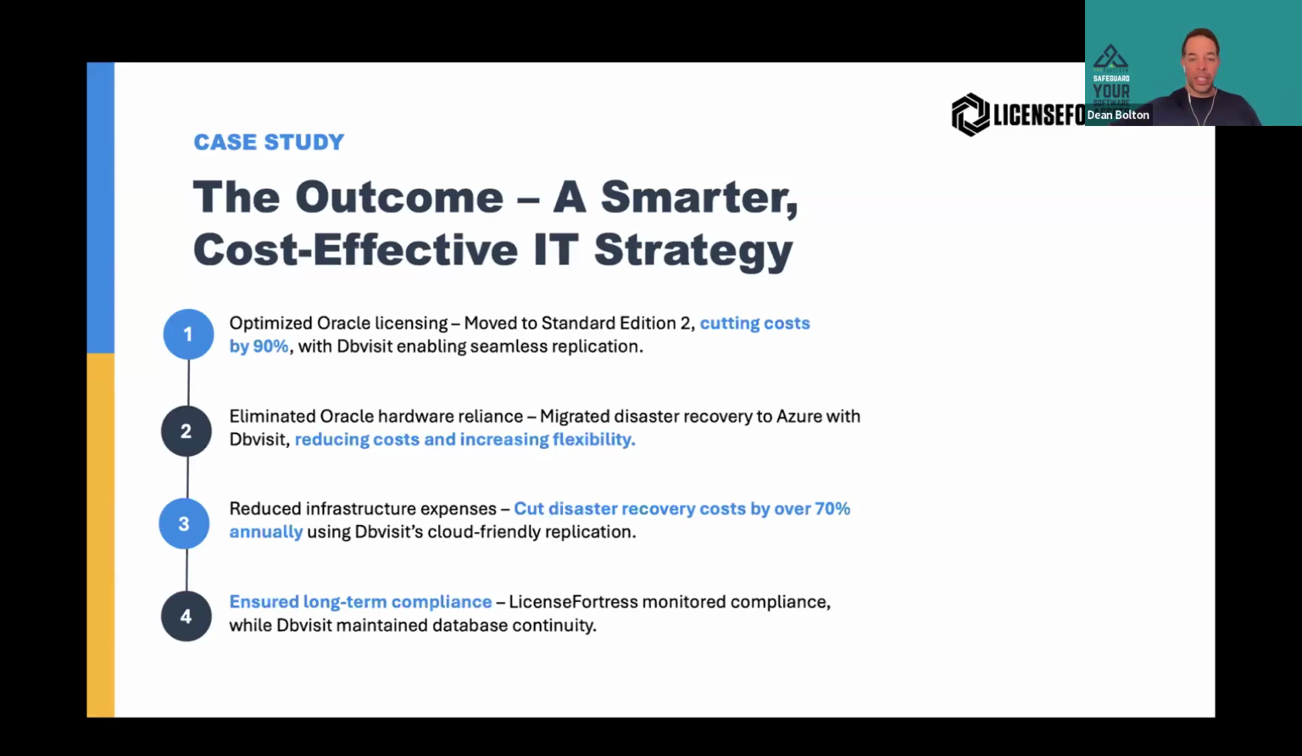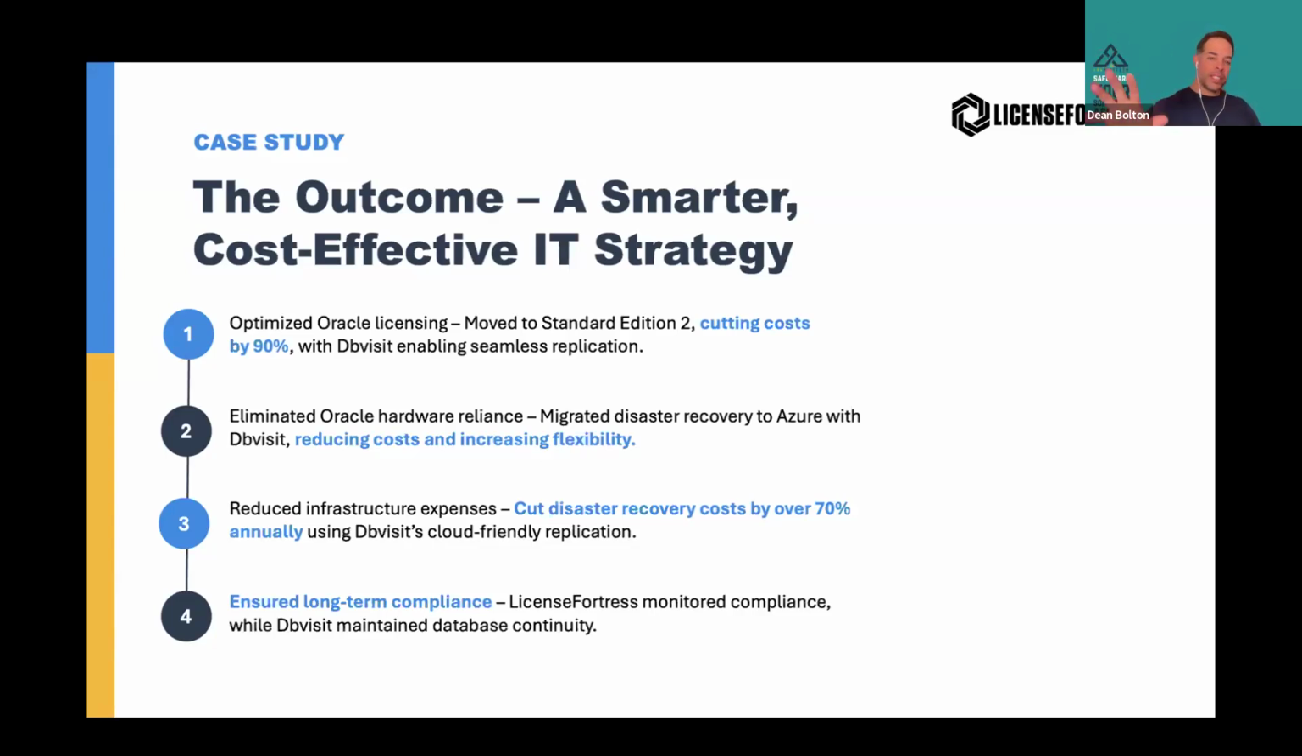And as we mentioned with a lot of those points, not only on the licensing side, they saved over 90% by making the switch to Standard Edition 2 because of all the different components we talked about. But they were able to move their DR to Azure, which reduced their costs and increased their flexibility. They were able to get rid of that secondary data center, which reduced their disaster recovery costs by over 70%.